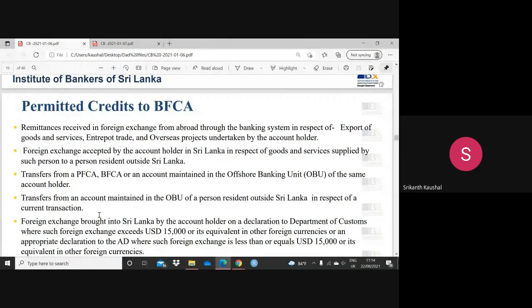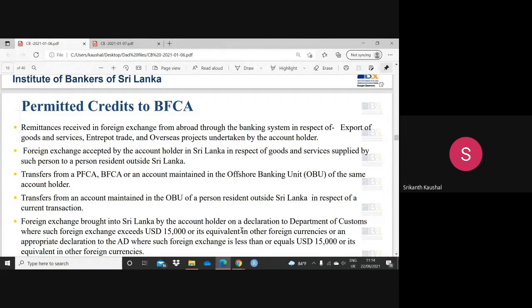Transfer from an account maintained with an OBU by a person resident outside, in respect of a current transaction. That means if a business person can supply some goods to an overseas party who has an OBU, overseas banking unit, account, the money can come from there into the BFC account of the person who sells the goods.